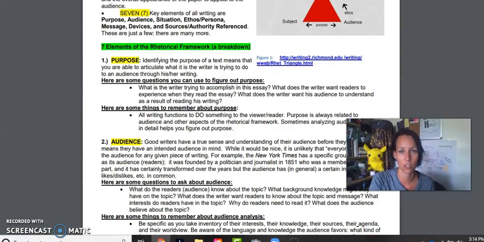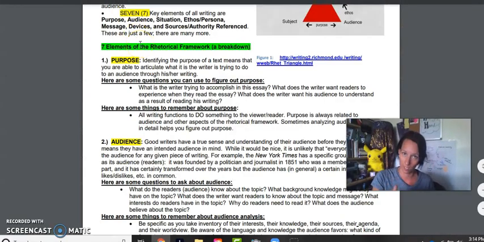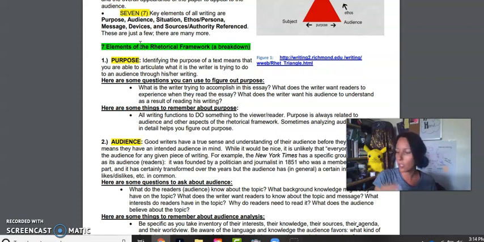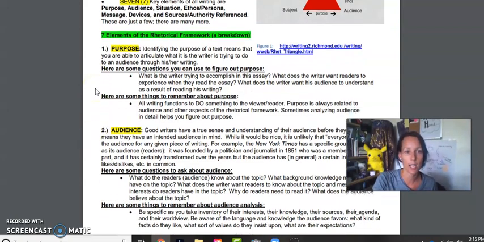There isn't one answer. You just have to support whatever answer you give, whatever thing you see, by looking directly at the text itself. If you make a claim, back it up. That's where you have evidence to support your claim. So the next one, and again, here's some things to remember about purpose, and then questions. Each of the categories will do that.